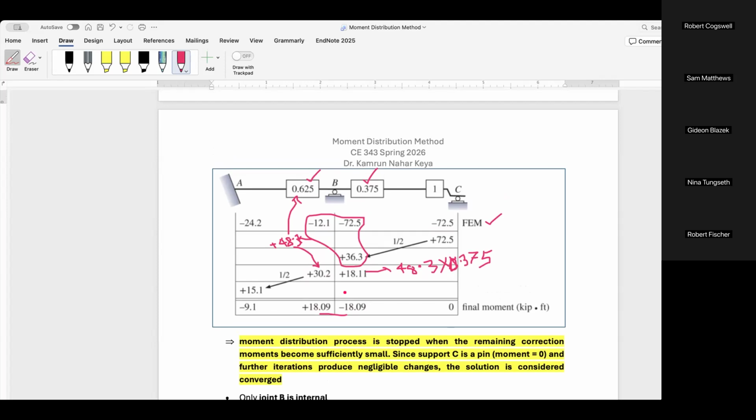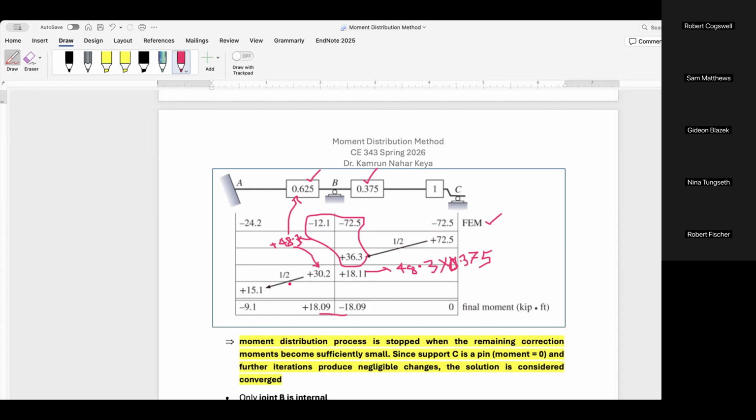If it's not, then you need to go back and check, maybe you did something wrong calculating the distribution factor. Sometimes students make mistakes here, they just sum these two and start distributing for this B point, but it's not correct. It already has a carryover, you need to consider that one. So they forgot these carryover things. Okay, so again here the summation of these two moments is minus 9.1.